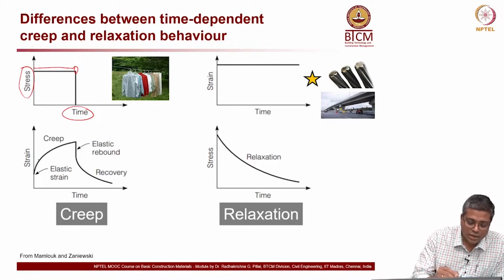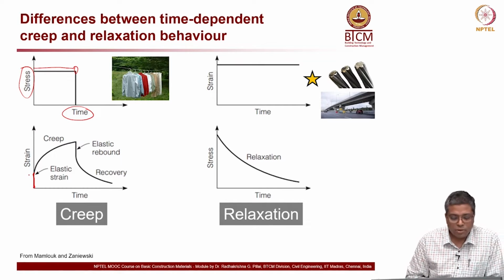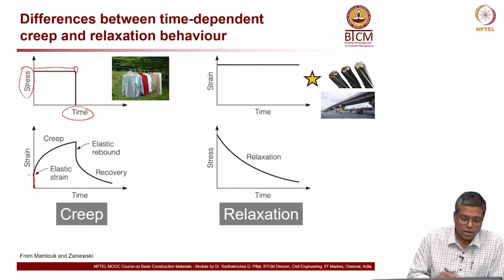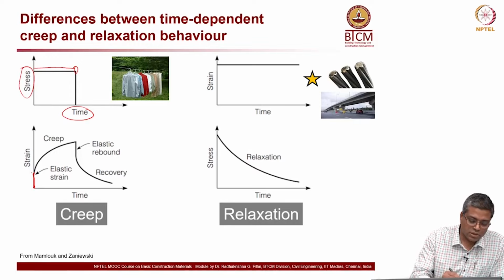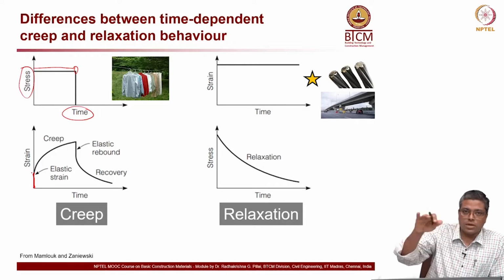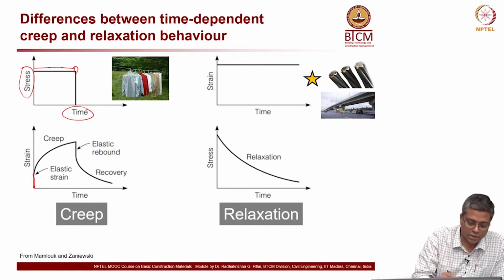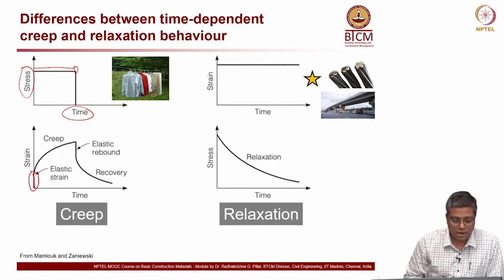So let us say this load is applied, and here you have an elastic strain. The moment the shirts are put on the string, you have some immediate strain. The string which was horizontal will immediately sag, right? That is indicative of the elastic strain.